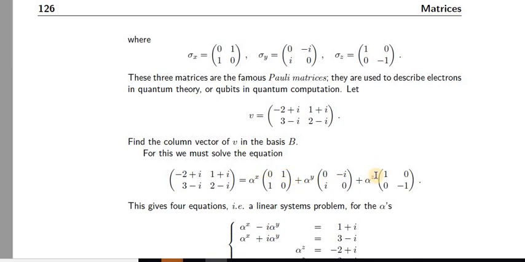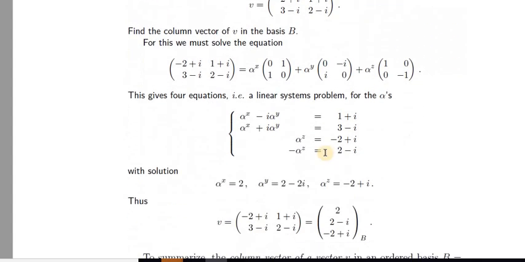Now, in fact, we have 4 linear equations, one for each component of the 2 by 2 matrices. Take the top left component of each matrix. That will give us one equation. For example, minus 2 plus i equals 0 a_x plus 0 a_y plus 1 a_z. So that is this third equation down here. I'm not sure why they ordered them this way, but if you check each component of this matrix equation, you will find these 4 individual equations.